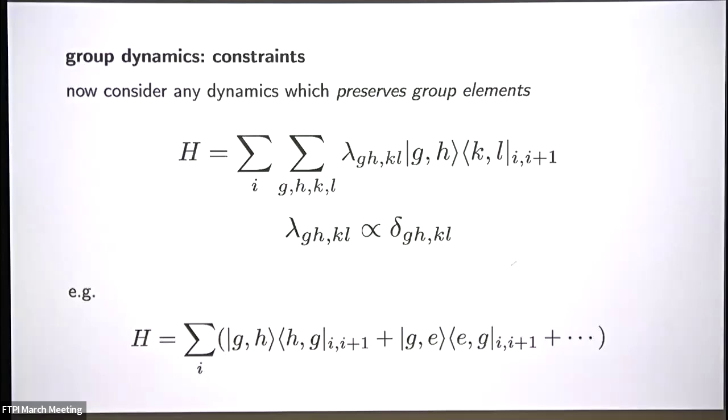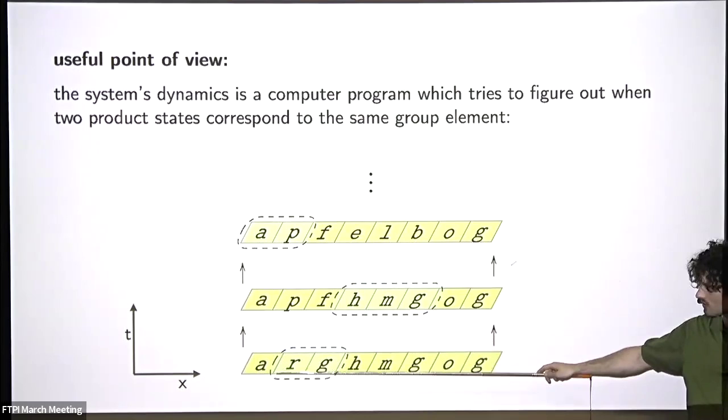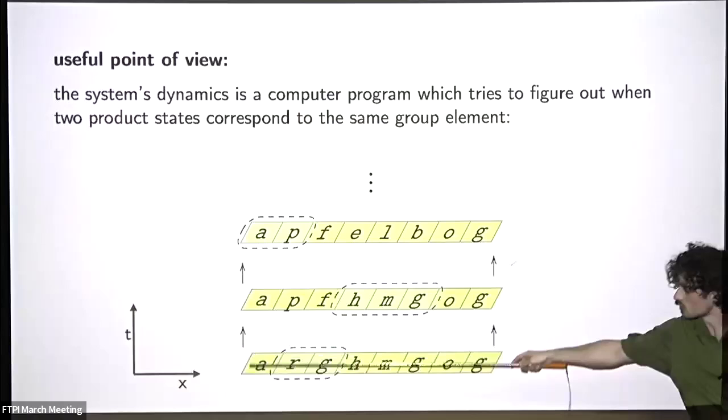Then there's the usual point of view you can adopt when looking at the system, which is to view the dynamics essentially as a computer program which tries to figure out when two different product states give the same group element, because the dynamics is preserving this group element. So in pictures, you might feed in some state like this to the dynamics, and then you evolve it in time, and the state gets updated in such a way that the group element you get from multiplying these things across the chain is preserved.